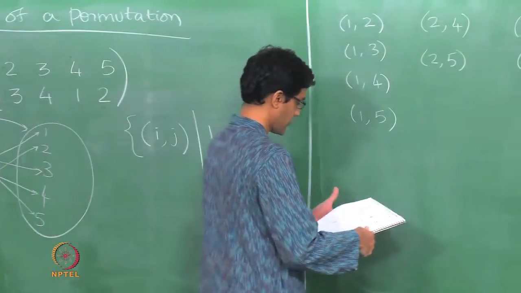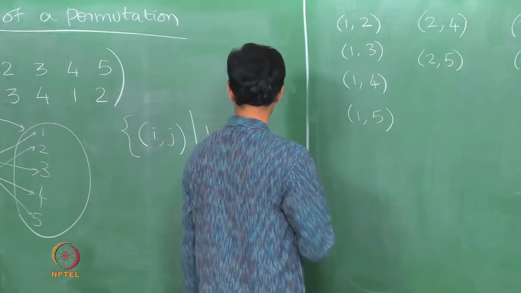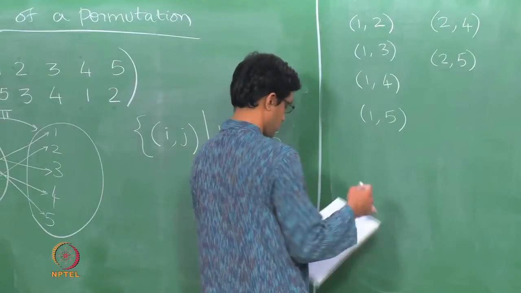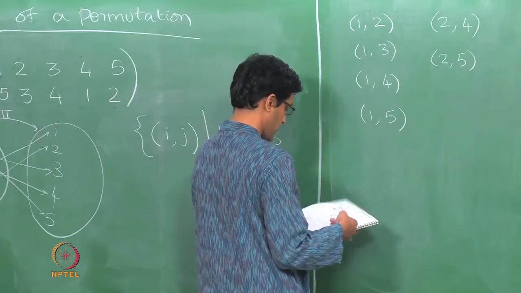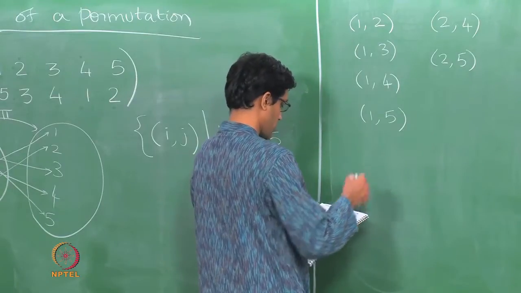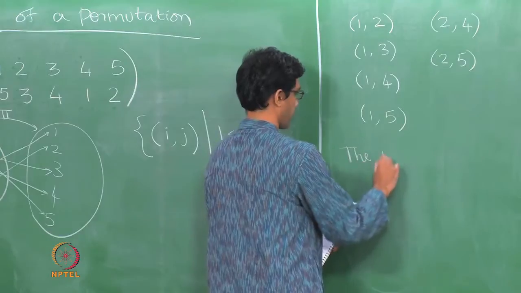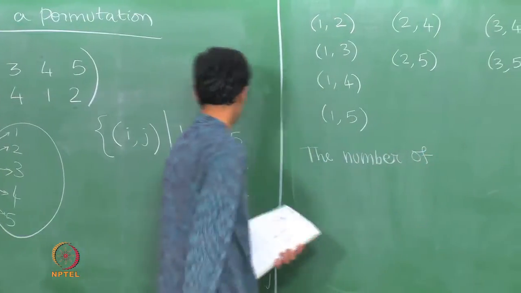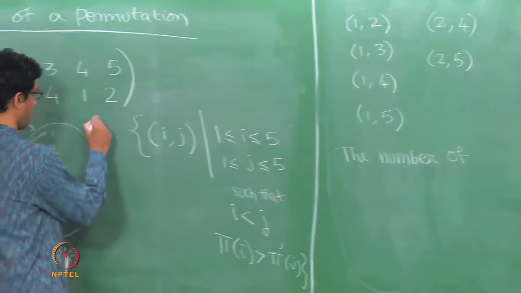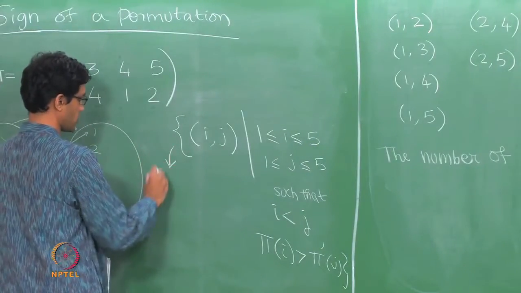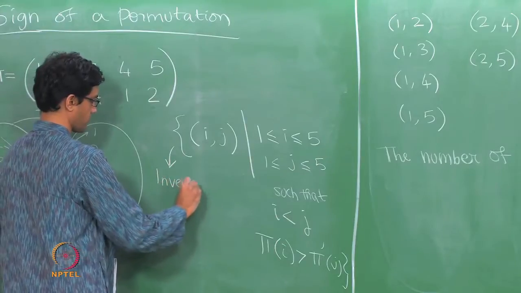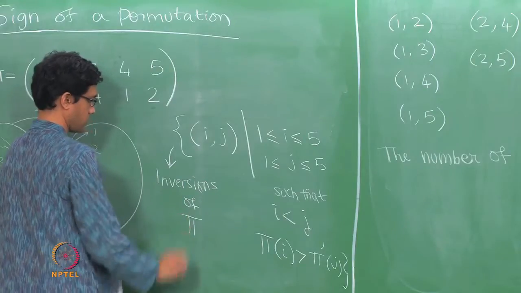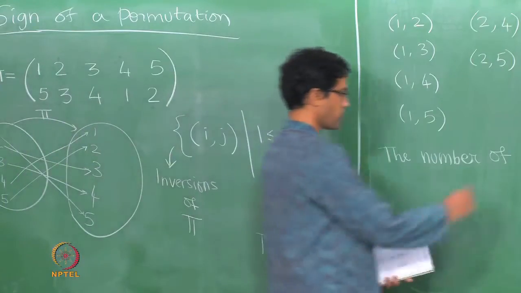And so let us just say something more. The number of elements in this set will be important for us. Like I said, it is sometimes called the number of inversions. So let us just say this is the set, what we will call the set of inversions of pi. The number of inversions of pi.